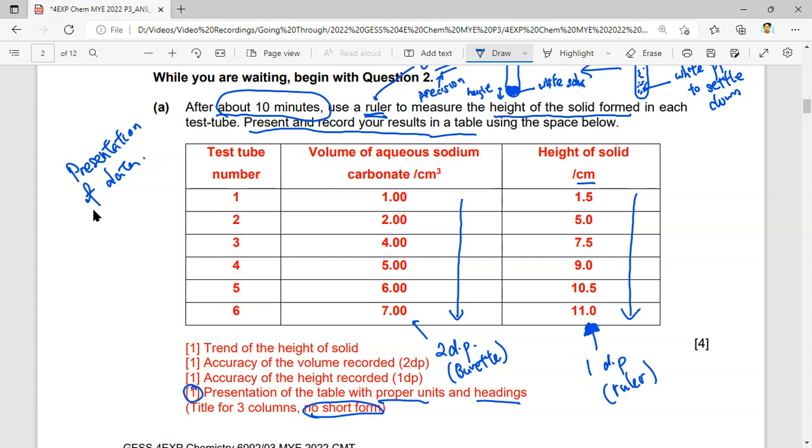By this, you realize that sodium carbonate is the limiting reagent, because the more you add, the more solid you get. This solid you're getting is your barium carbonate. So if sodium carbonate is the limiting reagent, it also tells you that your barium nitrate is your excess reagent.